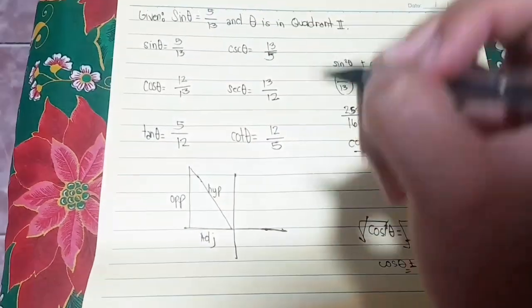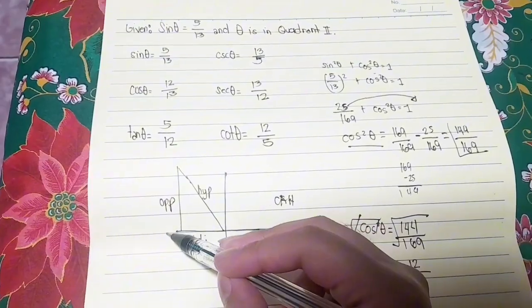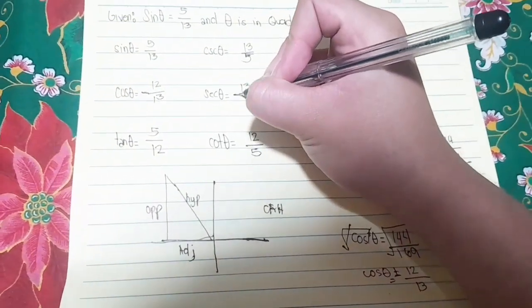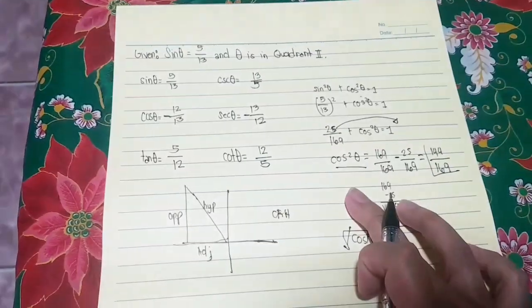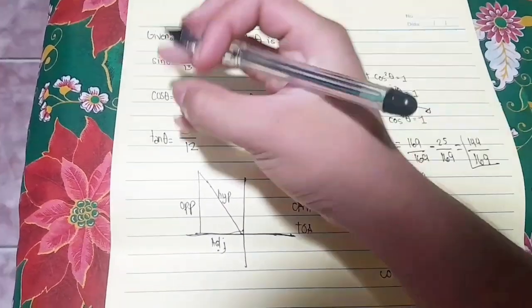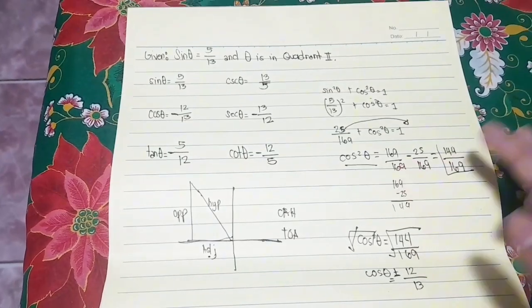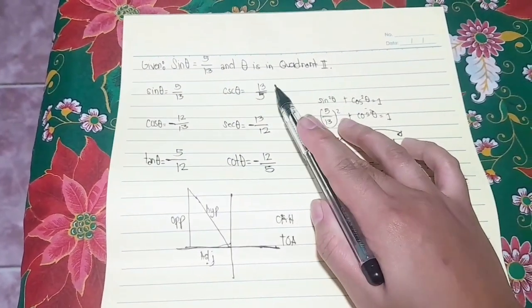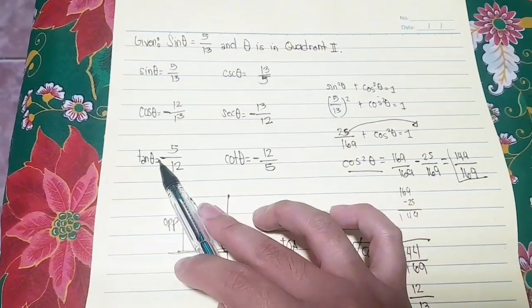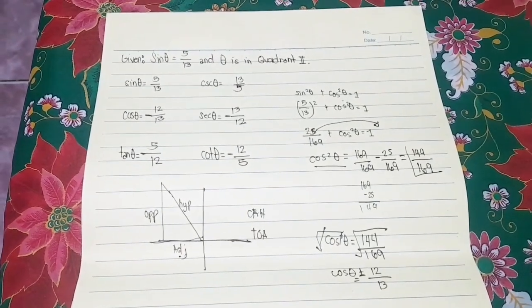Let's check cos: adjacent over hypotenuse. Since the adjacent is on the left, it is negative, so it becomes negative 12 over 13. The same goes for secant. Then for tan, opposite over adjacent. The adjacent is negative again, so it is also negative: negative 5 over 12 and negative 12 over 5. So, our answers are: cosecant is 13 over 5, cos is negative 12 over 13, secant is negative 13 over 12, tan is negative 5 over 12, and cotangent is negative 12 over 5. So, that's the answer.